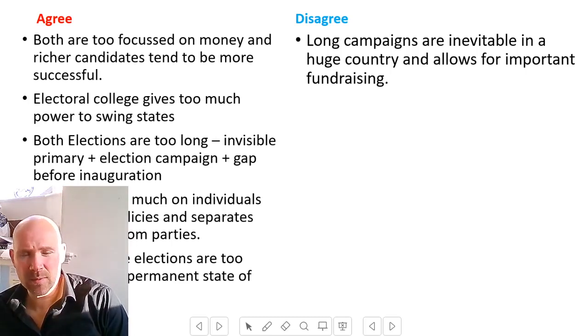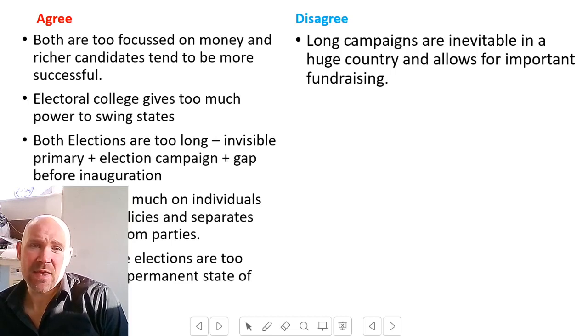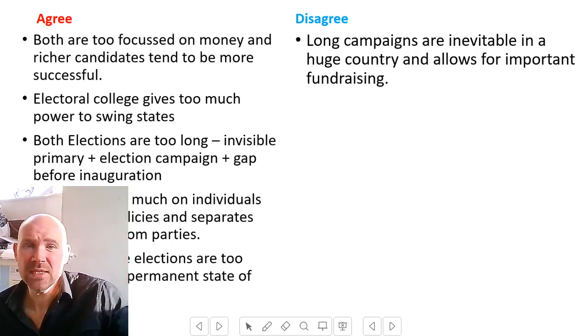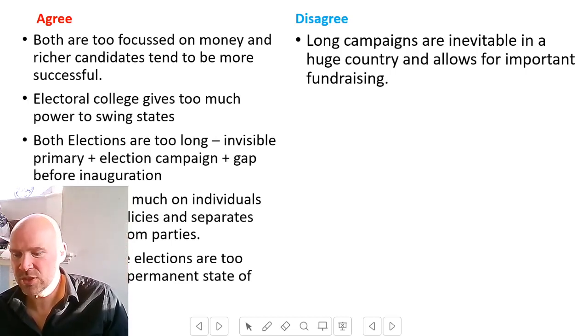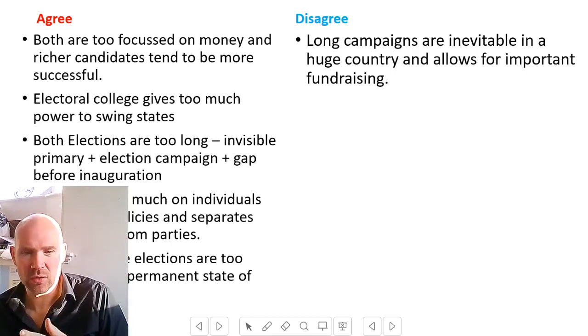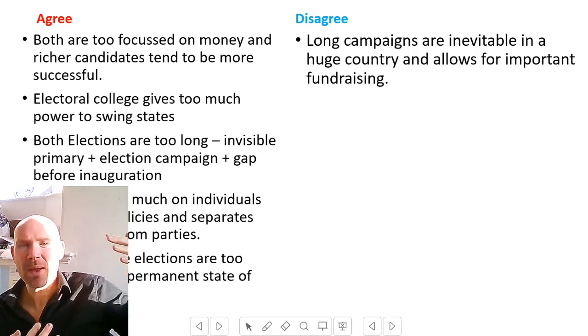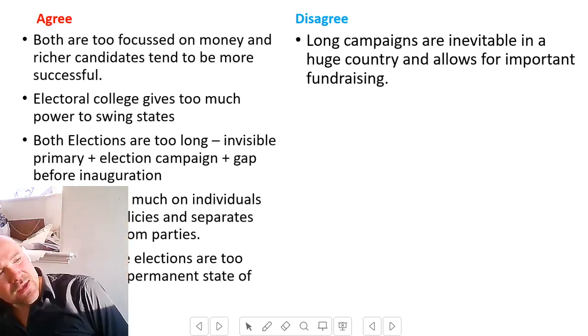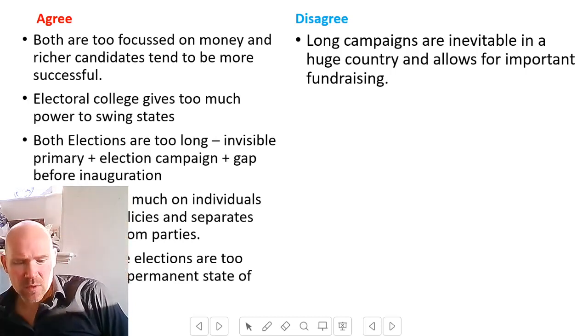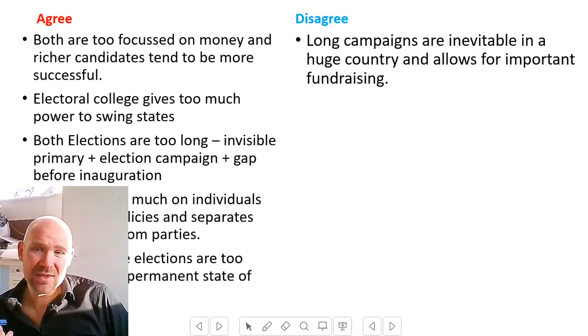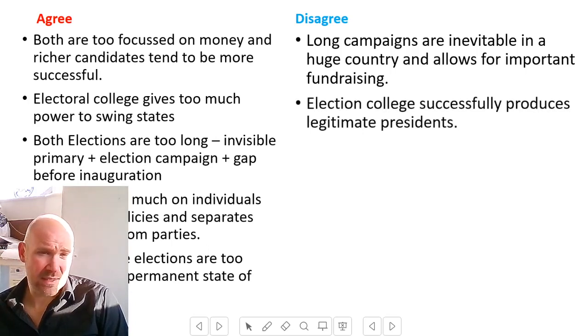So, argument number one, maybe a long campaign is inevitable. You know, sure, it is long, but it's going to be. America is a huge country. It isn't just that they've got a campaign in England or Scotland or even Great Britain. They've got a campaign in 50 locations that are all about the size of Great Britain. And therefore, they need time to go around, time to communicate with the voters, and they need money. And so it allows time for important fundraising. If you were going to have a short campaign, they wouldn't have the money, they wouldn't get the influence, and they wouldn't be able to get the result that they needed.